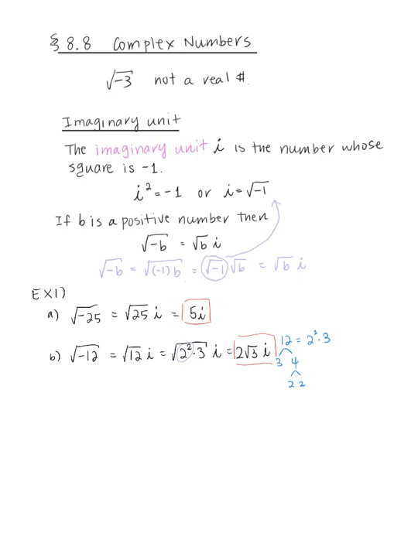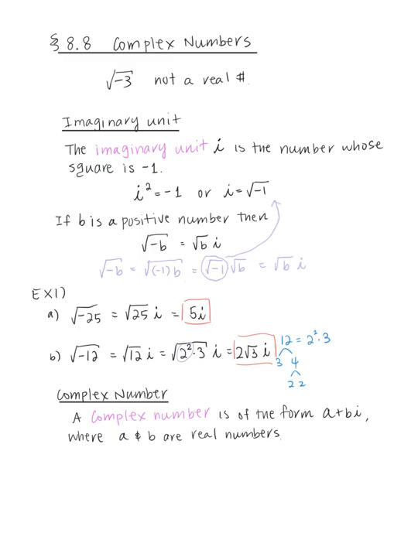All right, now let's go with the definition of a complex number. A complex number is of the form a plus bi, where a and b are real numbers. So if you're given something of the form a plus bi, we call a the real part, and we call b the imaginary part. And together it makes a complex number.